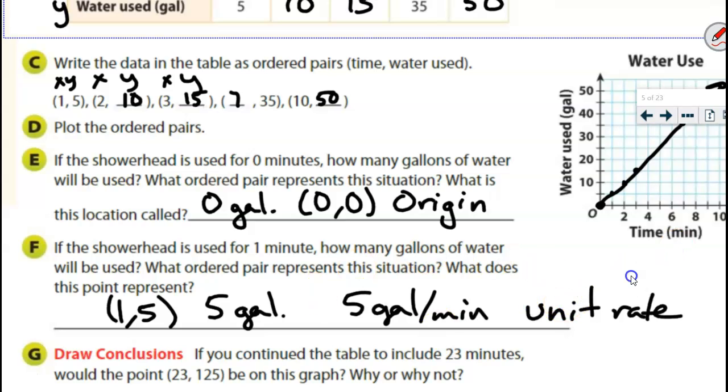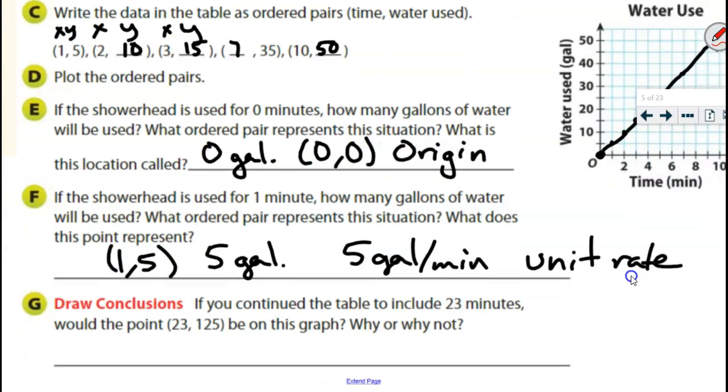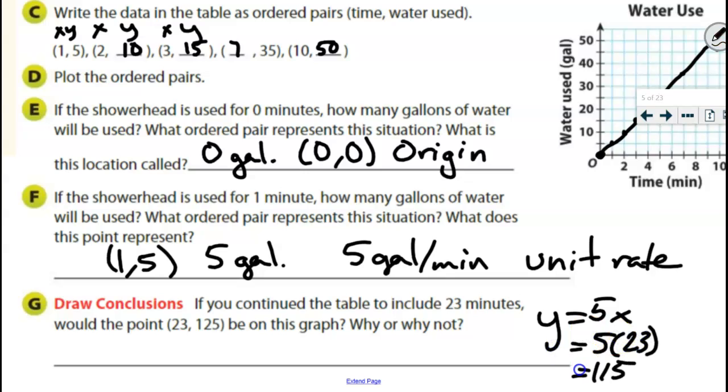Do we see how it's all linking together now? If I continued this table to include 23 minutes, would the point (23, 125) be on this graph? Well, let's see. We know our equation is y equals kx, and in this case, my k is 5. If it was 23 minutes, and minutes is my x, what happens when I do that? What is 5 times 23? Well, 5 times 20 is 100, and 5 times 3 is 15, so that would actually be 115, not 125. So would this be on the graph?